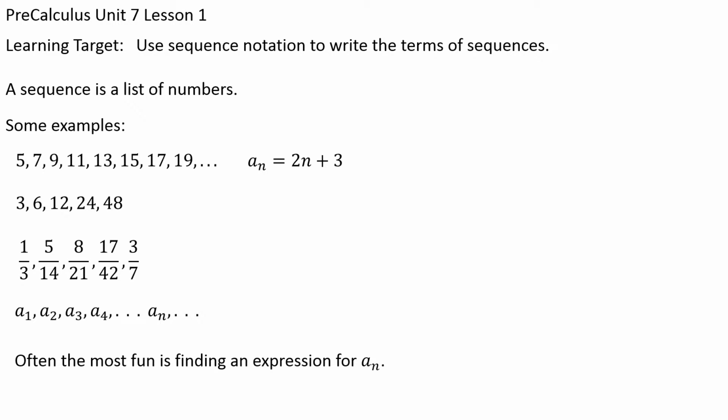Let's try the second number. 2 times 2 is 4, plus 3 is 7. Yep, that worked. How about the third number? 2 times 3 is 6, plus 3 is 9. It works.